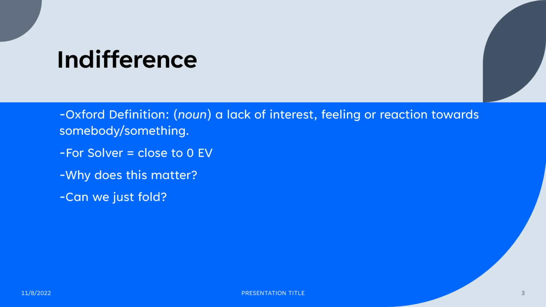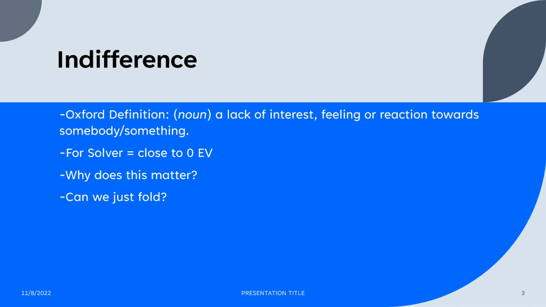How does this idea manifest in a solver, or I guess a computer? That's when an idea in a strategy is known to be indifferent. All it means is that it's close to zero EV.